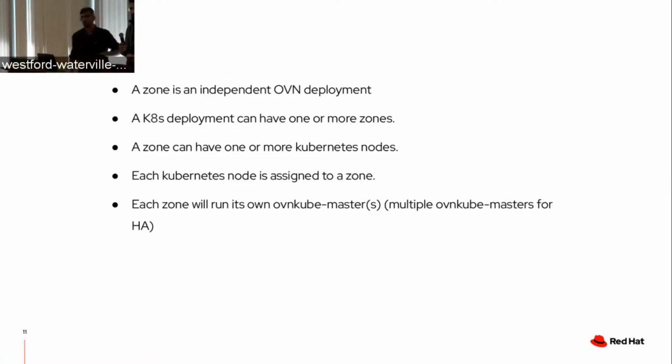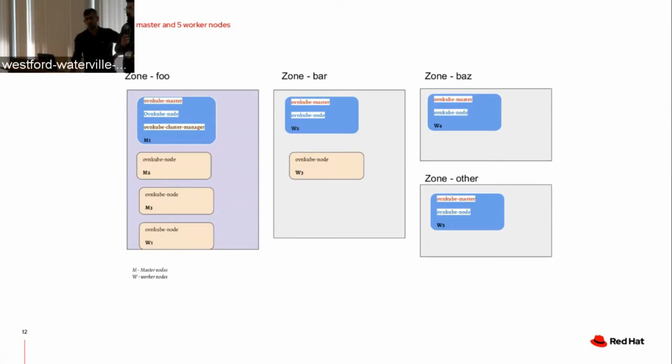One Kubernetes deployment, a Kubernetes cluster, can have one or multiple zones. A zone can have one or more nodes, but a node must be at most in a single zone. Each zone will run its own OVN Kube master, or masters if they run in HA. So they will have northd running, and northbound and southbound databases. This is how it looks.